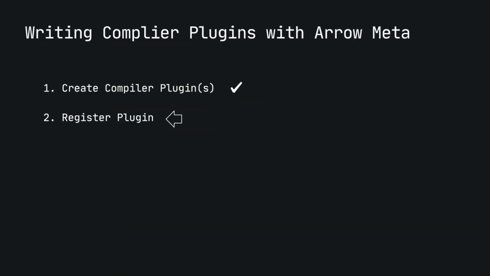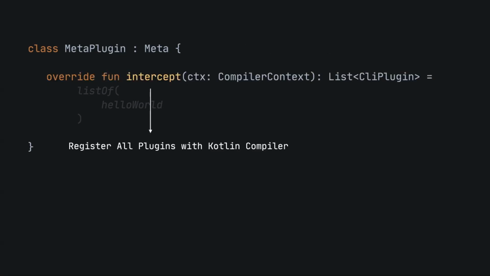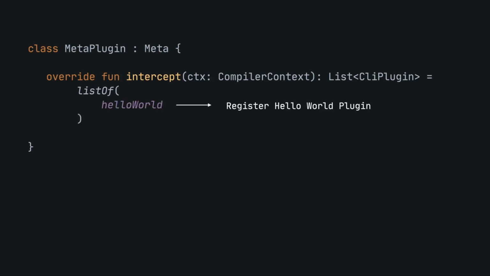And the next step, after you have specified the logic for your plugin, is to register it. In order to do that, I'm going to create a meta plugin object. It inherits from a class called meta. You always inherit from that class to register your plugins. What that class provides is a method called intercept. When you look at this method, the return type of this method is a list of compiler plugins, CLI plugins. So I'm going to supply it the list of the plugins that I made, the Hello World plugin in this case. I could supply and register more than one plugin if I want.